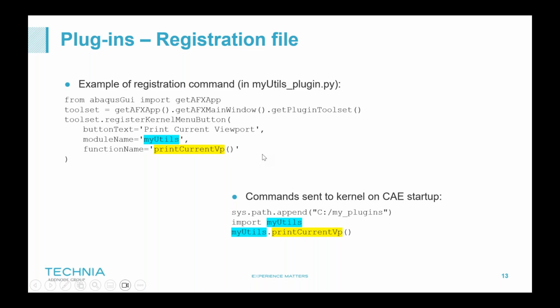So when Abaqus CAE starts and loads a plugin, some commands will be sent to the kernel based on what we have entered here in the registration command. First, it will import the file that we have specified as a module, and then from this module it will call on the function that we have specified. So that's why it's important to keep track of the way we name the files as well as the functions within those files.